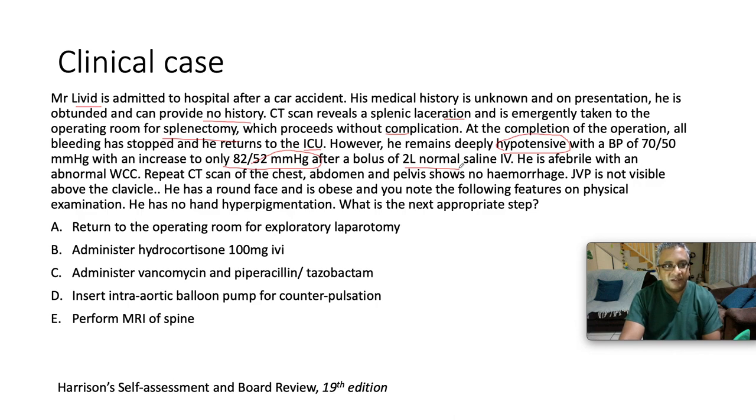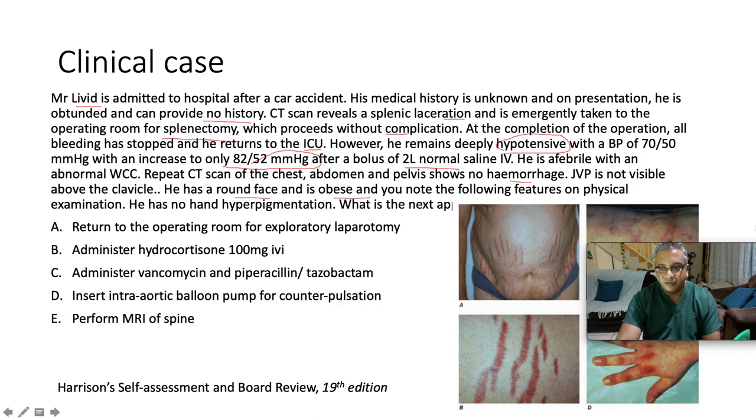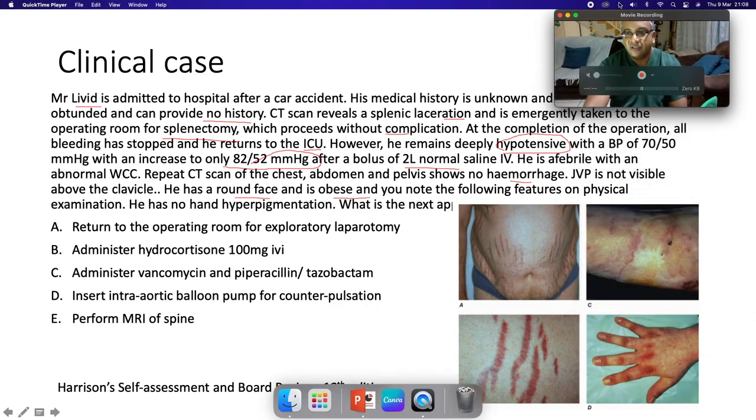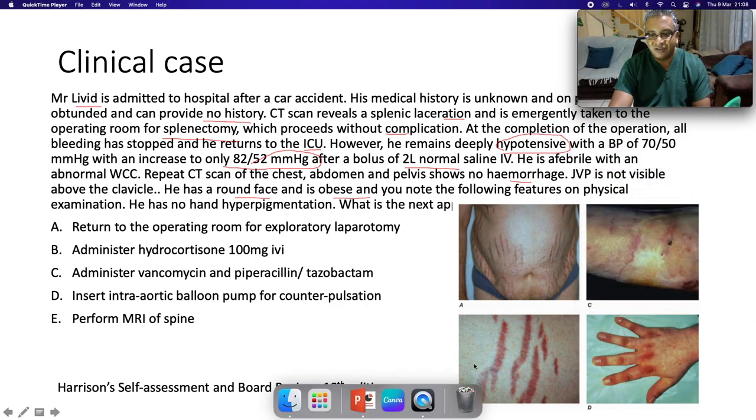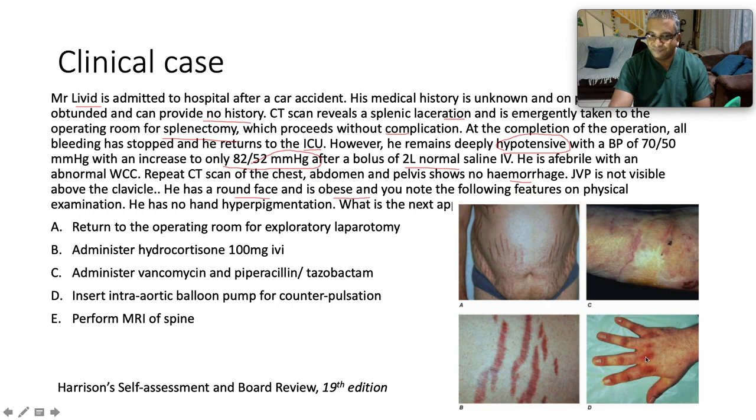He is afebrile with an abnormal white cell count. Repeat CT scanning of the chest, abdomen, and pelvis shows no hemorrhage. The jugular venous pressure is not visible above the clavicle. He has a round face and is obese. You note the following features on physical examination. Right, let me just move this so you can have a look. He has all these clinical findings. Looks sneakily suspicious, doesn't it?